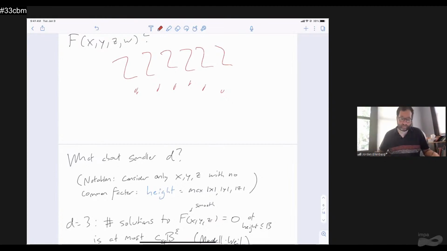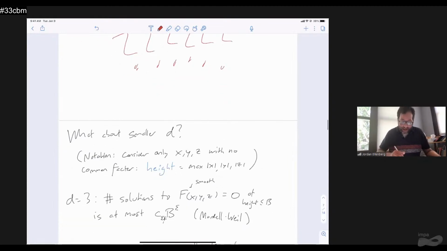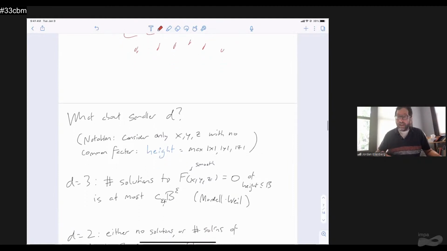And then rather than saying every time, the absolute value of x is less than B, the absolute value of y is less than B, the absolute value of z is less than B, I'm just going to introduce the notion that people in this area use, which is the height of a solution, which is just the maximum absolute value of x, y, and z, once written in their relatively prime form. So the height means the maximum of the coordinates. And now we're going to ask about solutions of bounded height.